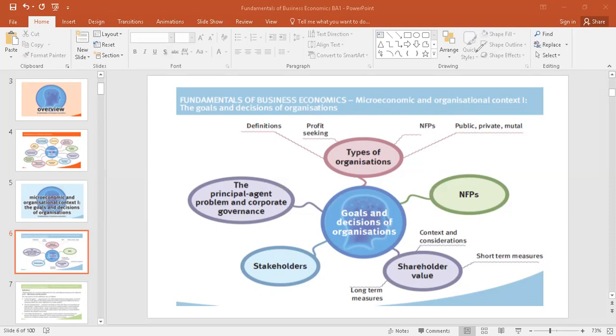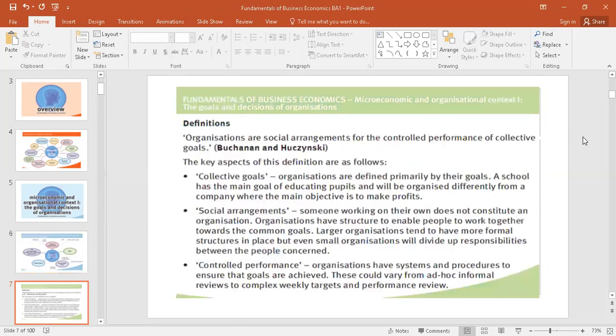Let's not straight away touch upon the corporate governance part of it, but first try to understand what an organization is all about. There are a few definitions given, and one among them is by Buchanan, and I don't know how to pronounce it. Okay, so what does that definition say? Organizations are social arrangements for the controlled performance of collective goals.